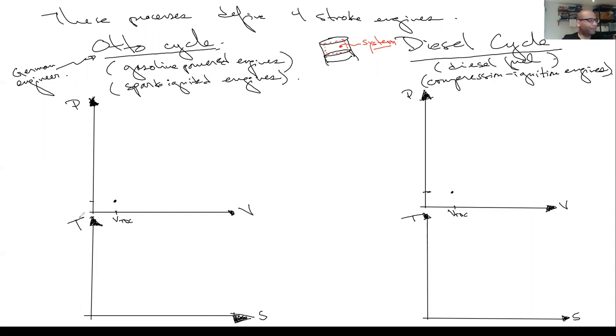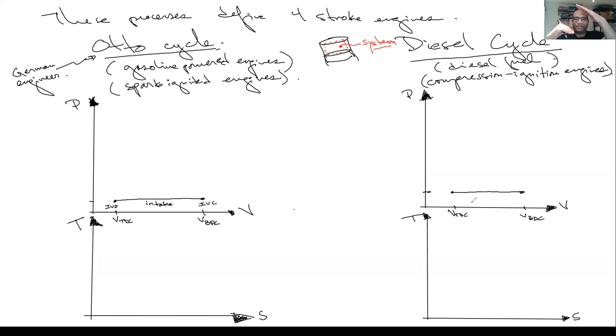So the volume goes up and we are taking in, so the volume goes up ideally all the way down to VBDC. These are the limit positions, topmost position, bottommost position. And then we're always going in between these two. Okay. So out here we have intake valve open, intake stroke, intake valve close. And we have the same thing for the diesel cycle. That part is exactly the same. VBDC.